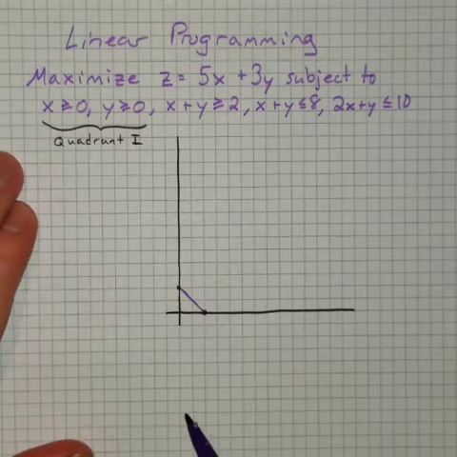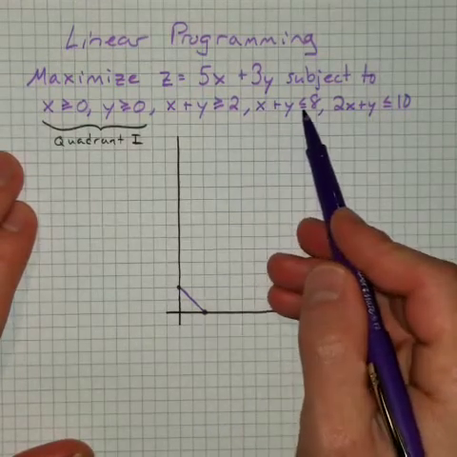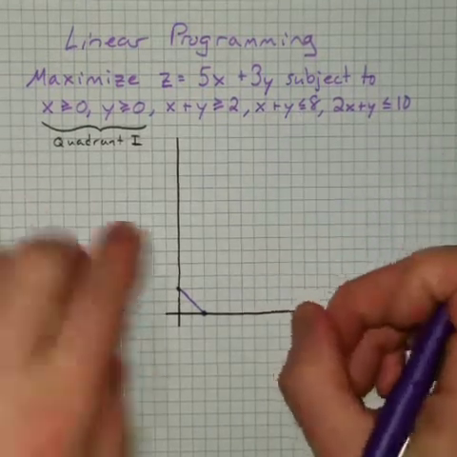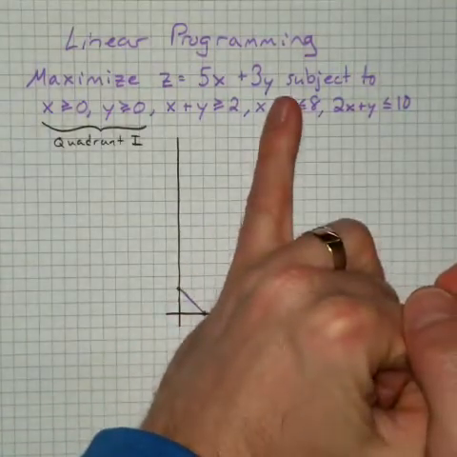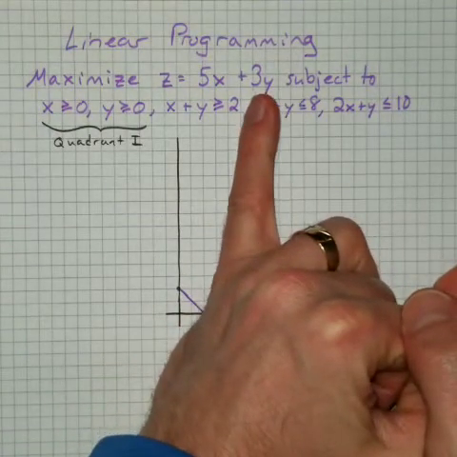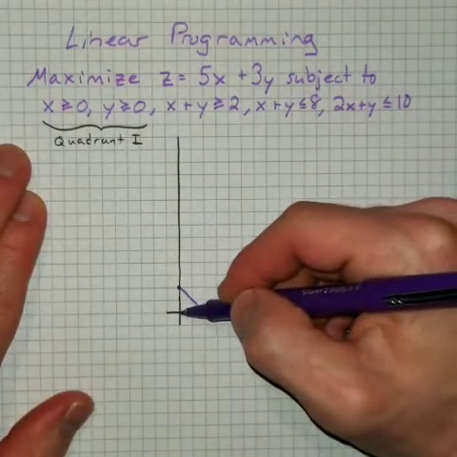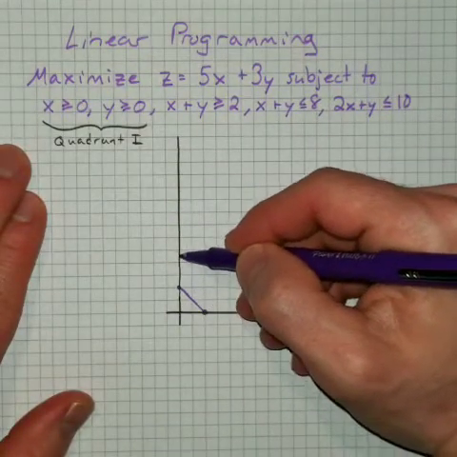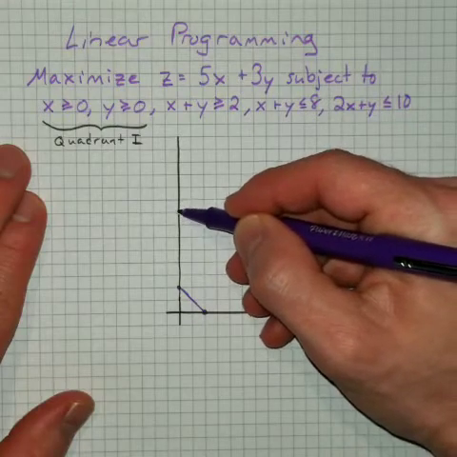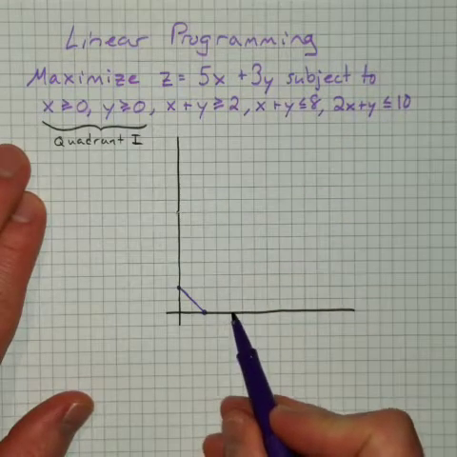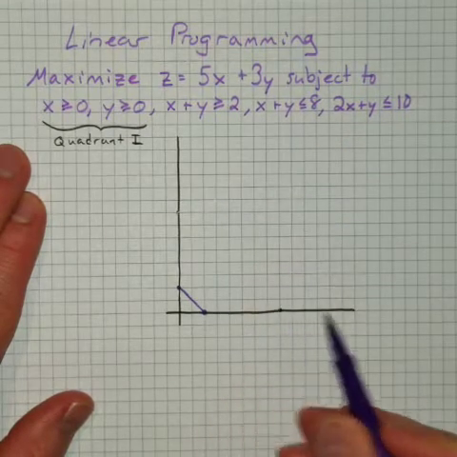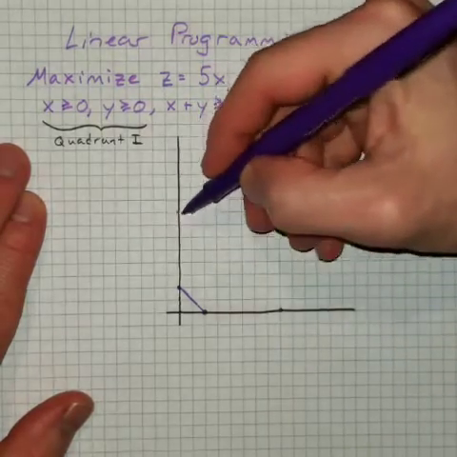Now the next equation, x plus y is less than or equal to 8. So again, the x-intercept is 8, and the y-intercept is also 8. And so I'm going to count 8 in each direction. So 2, 4, 6, 8. 2, 4, 6, 8. And then sketch the graph through those.